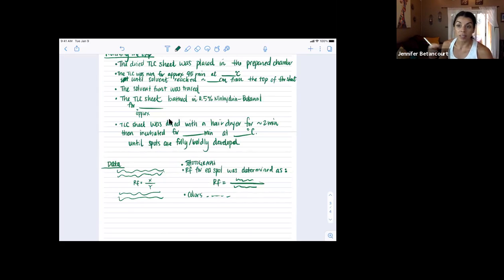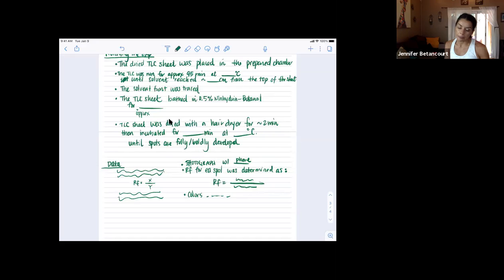The TLC sheet was imaged, photographed with a phone, whatever phone it was. That's it. That's your experiment from start to finish. From that point, the scientist is like, cool, I know how to set it up, I know how to run it, I know how to get the data. And then I'm going to now read about their data.